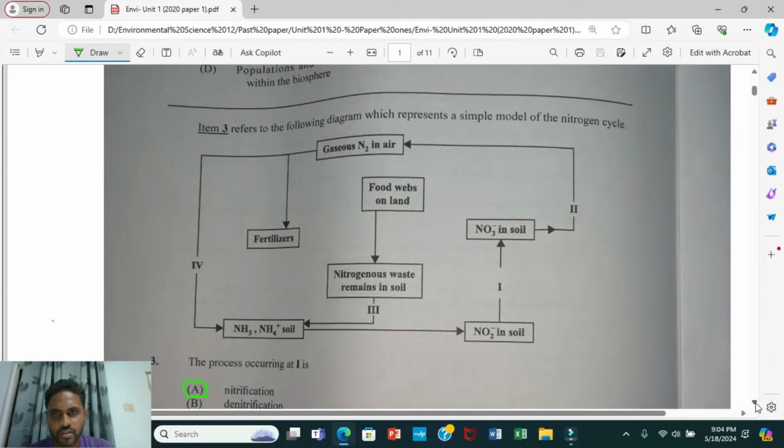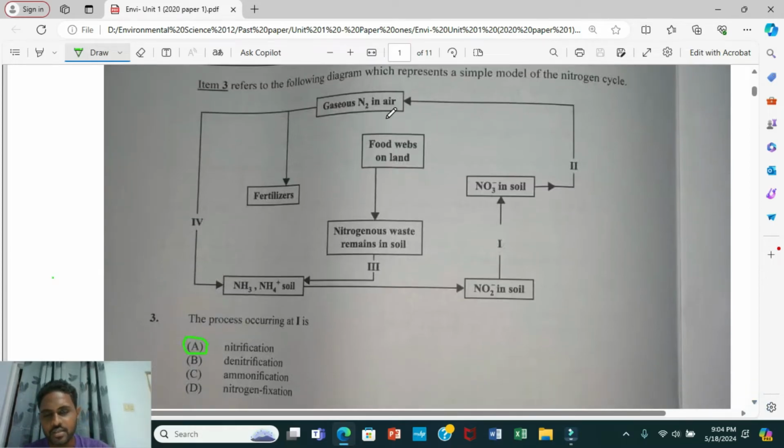All right. So item 3 refers to the following diagram, which represents a simple model of the nitrogen cycle. As you know, guys, with the nitrogen cycle, nitrogen is needed by plants to make protein mainly. And of course, for the plants to absorb nitrogen, it has to be in the form of a solid, which we call nitrates. All right. Plants don't absorb the nitrogen gas as it is.